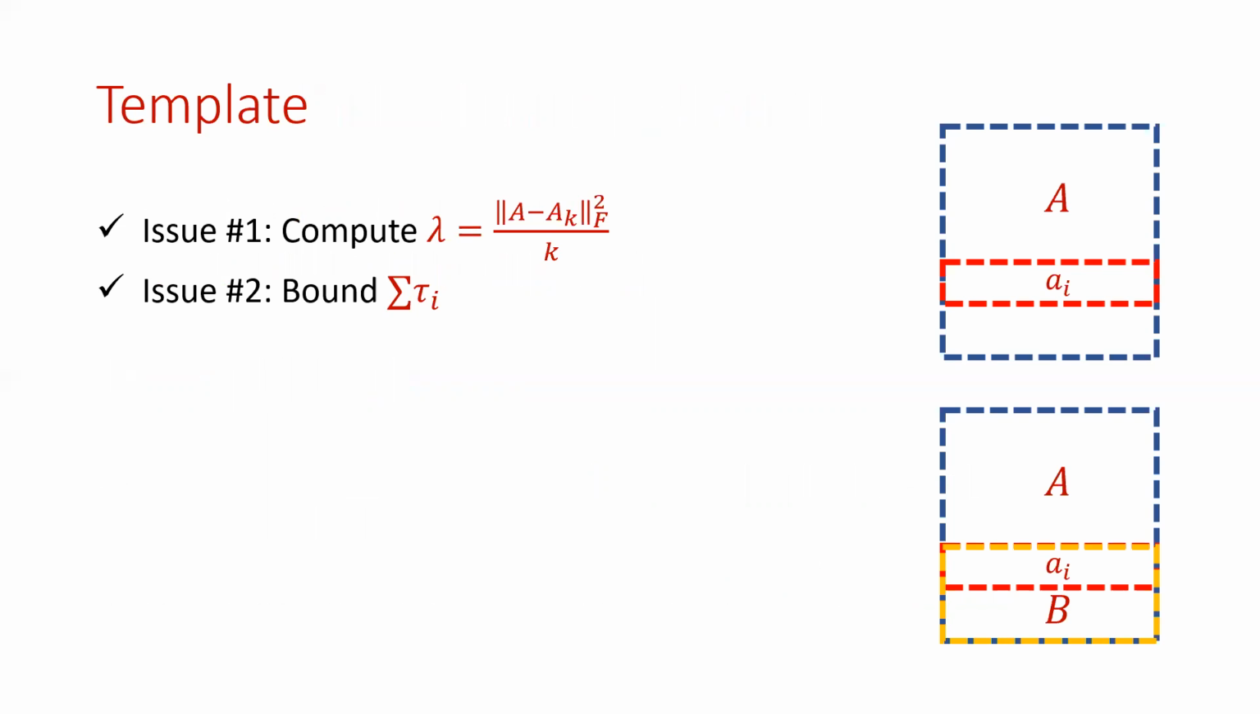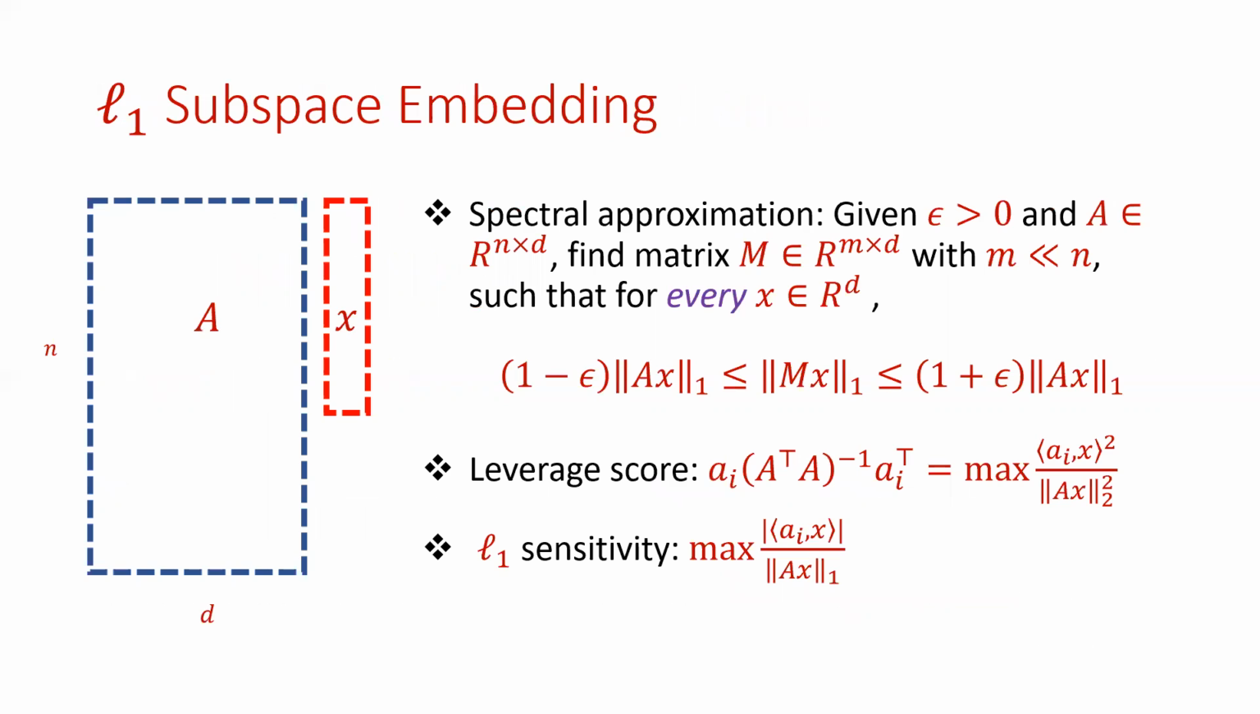Okay, so we've completed our template. We've approximately computed lambda, and we've bounded the sum of the reverse online ridge leverage scores. Finally, we want to apply this template to the L1 subspace embedding problem. In this problem, we're again given an accuracy parameter epsilon and a matrix A with dimensions n by d. And now we want to output a matrix M such that the one norm of Mx is roughly the one norm of Ax for any input vector x.